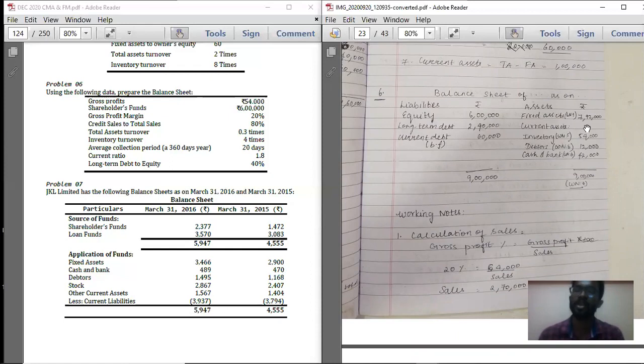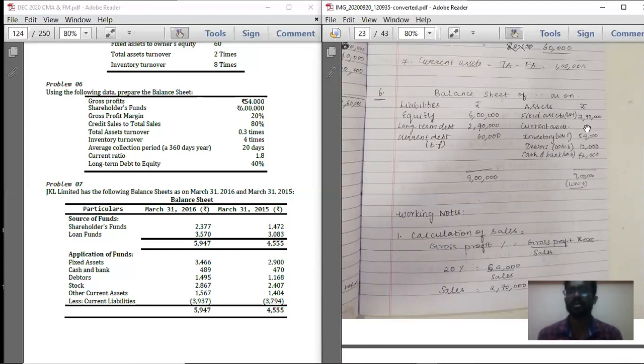7,92,000. Below that, current assets. Write one by one. Inventory, how much we found within bracket working note number 5: 54,000.